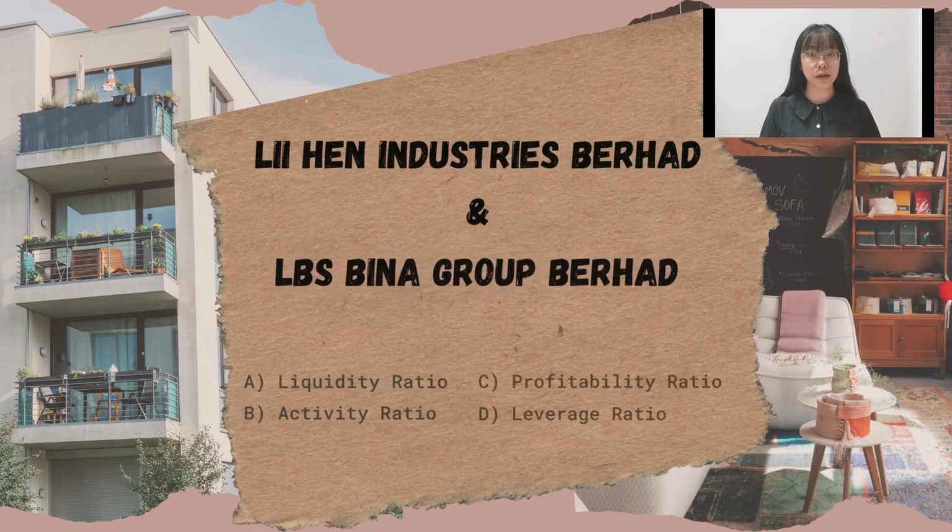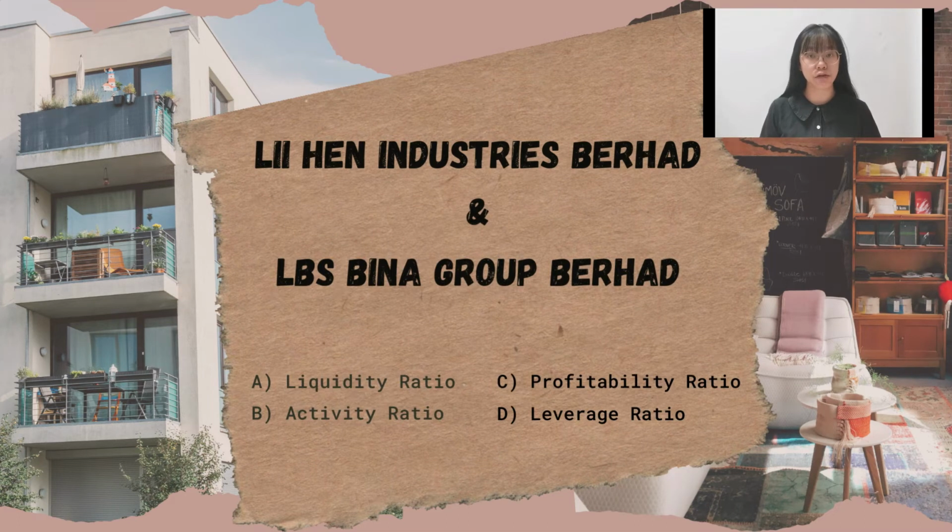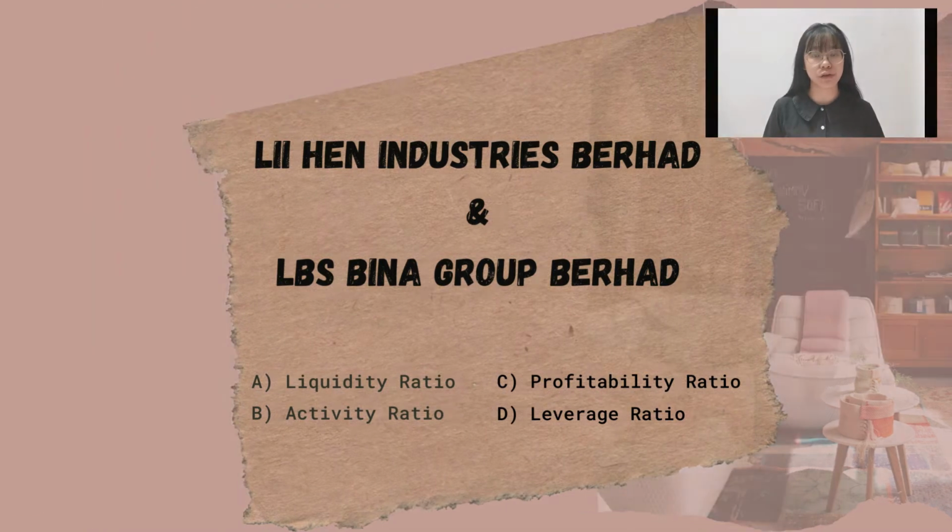The two companies that we are picking are LIQUIDITY Industries Berhad and LBS Bina Group Berhad. We'll be comparing and analyzing four categories of ratios, which are liquidity ratio, activity ratio, profitability ratio, and leverage ratio.